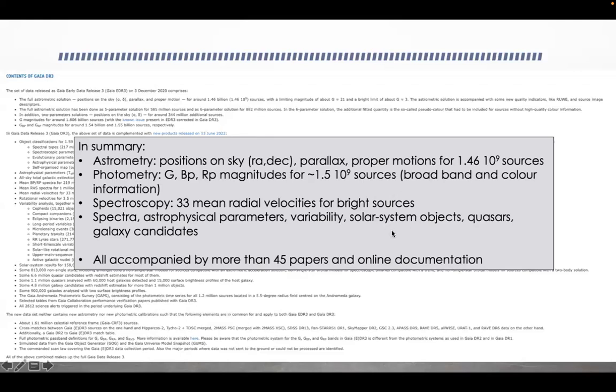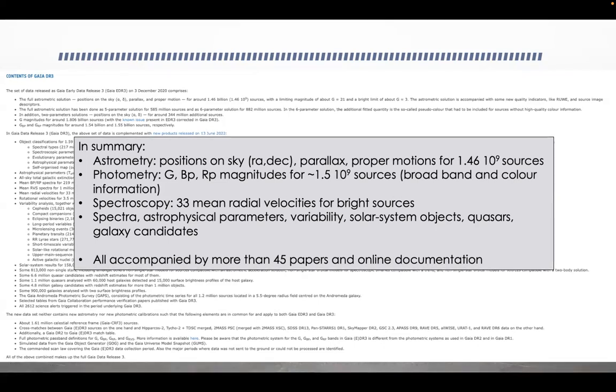Solar system objects, for those interested in asteroids, we can also observe the asteroids and compute their orbits. And quasars and galaxy candidates, which are very far away, are not resolved and are seen as a point-like source. All this is accompanied by more than 45 papers and online documentation. And we do this for every release.